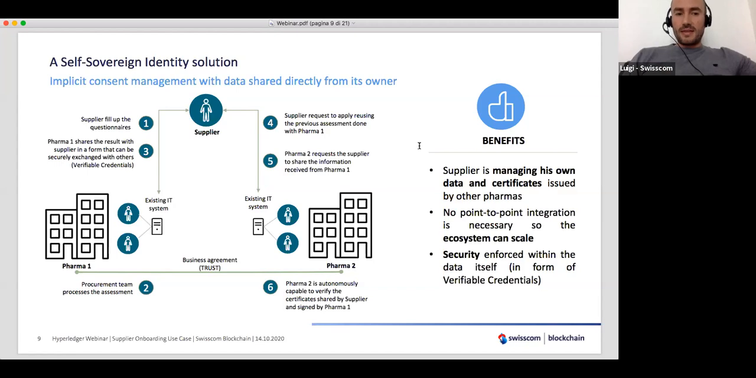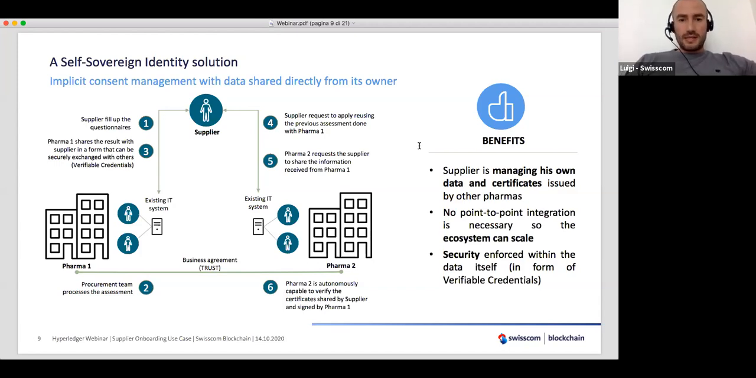And then this data is not stored and managed by the pharma anymore. The data itself is transferred back to the supplier. So it's the supplier that is now capable of storing this information and who will eventually be able to decide to share this information whenever he would like with another party.